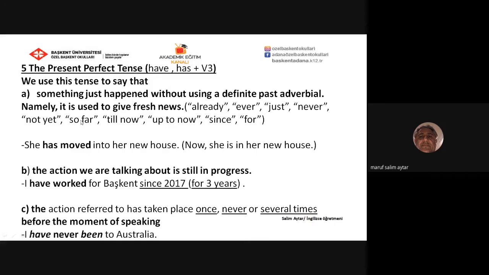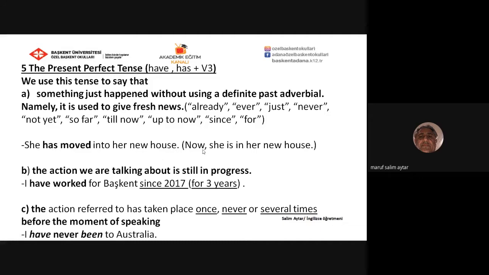Okay. Actually, this tense is used to give fresh news, and these are common adverbs used in the present perfect tense. Okay, fresh news. See, she has moved into her new house. Now she is in her new house.